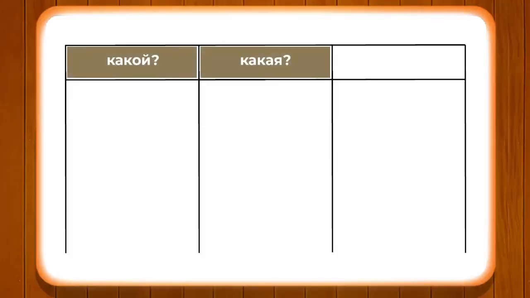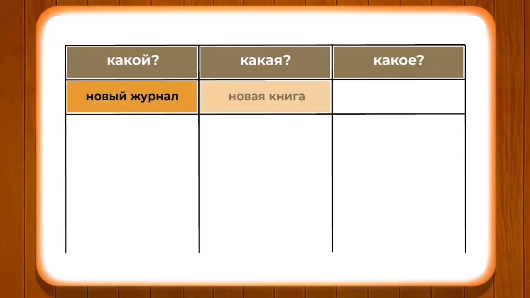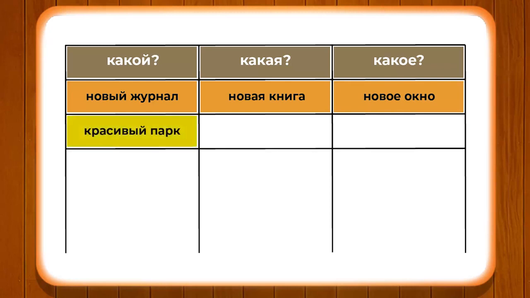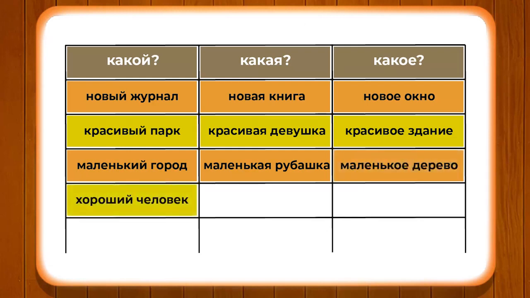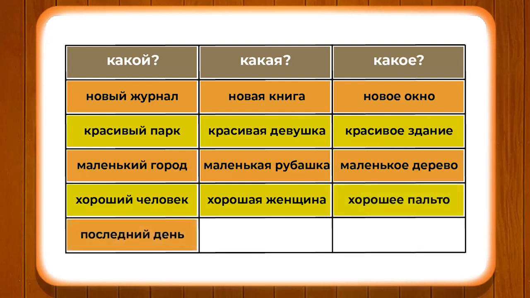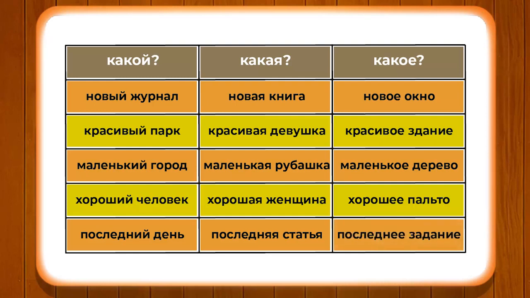Okay, now let's pay attention to all three together so that you clearly understand how these three, какой, какая, какое, based on the gender of the noun, agree with the adjectives, and pay attention at the same time to the endings of the adjectives as well as these nouns. I am going to take какой first and then какая and какое, one by one. Какой, какая, какое. Новый журнал, новая книга, новое окно. Красивый парк, красивая девушка, красивое здание. Маленький город, маленькая рубашка, and then маленькое дерево. Then we have последний день, последняя статья and последнее здание.